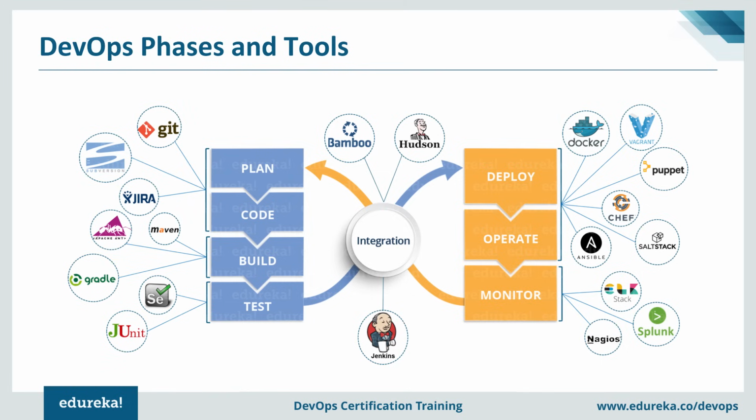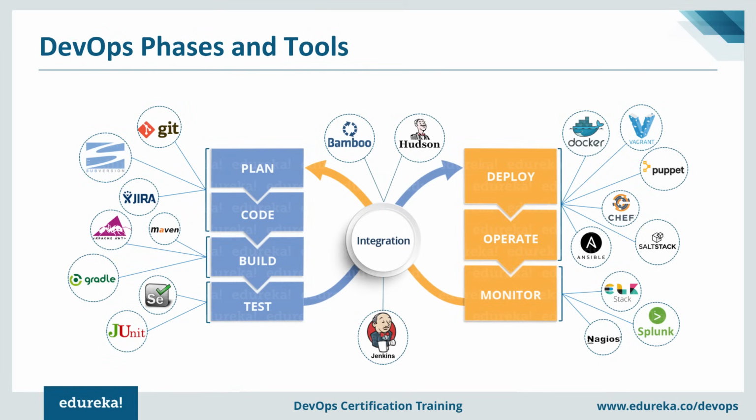So what exactly is integration here? Basically integrating all the stages that you have seen. All the stages, whether it's coding, source code management, building your application, testing it, deploying it, monitoring it, all of these phases are integrated with the help of tools like Jenkins.